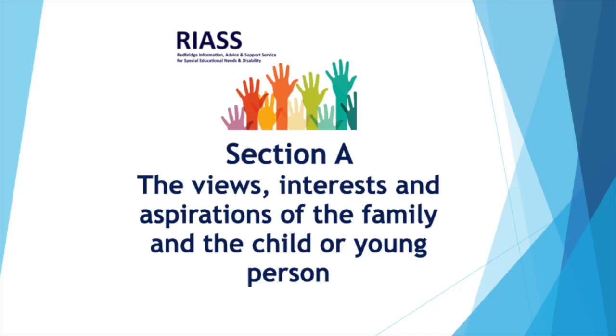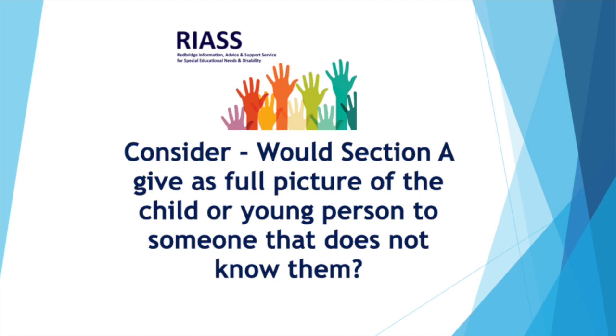tribunal. Section A contains the views, interests and aspirations of the child and their parents or the young person. Section A can be useful in providing a quick summary of the child or young person. It should be based on information given by the family and child or young person. Consider, will Section A give a quick full picture of the child or young person to someone who does not know them? Section A must also include not only the family's aspiration, but those of the child or young person.